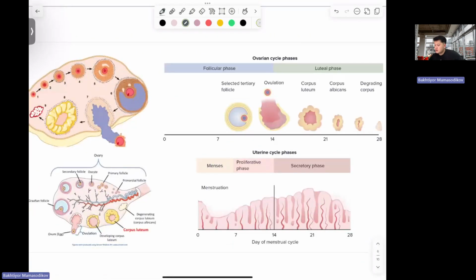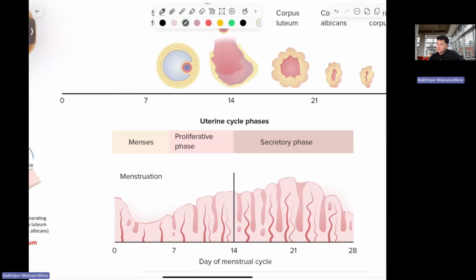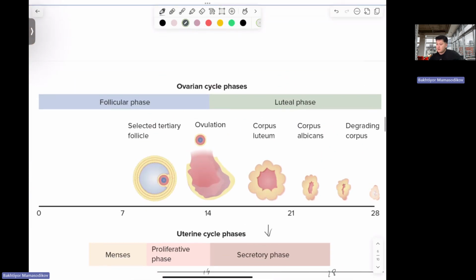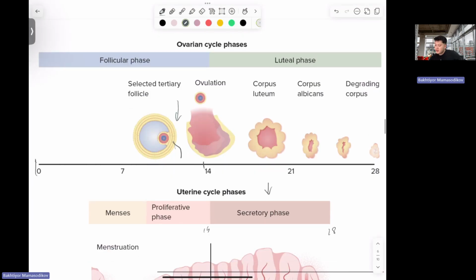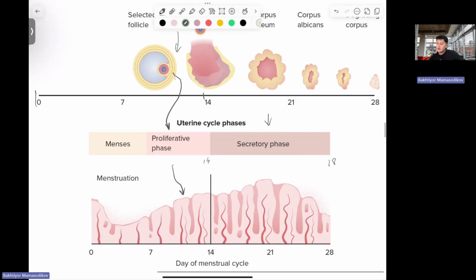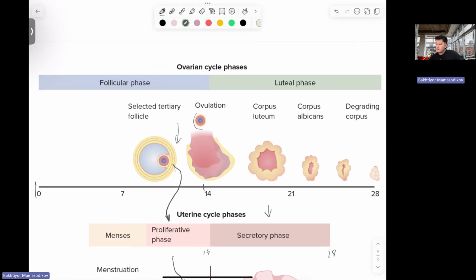Okay, this is also the diagram. Menses are the first 5 days, then the proliferative phase until day 14, and then the secretory phase starts until day 28. This is the changes in the uterine cycle. Changes in the ovarian cycle, as you can see, from day 1 until day 13, there will be follicle development. This is the developing oocyte, the follicle. They secrete estrogen. Estrogen is important for the proliferative phase to build a new lining of the endometrium. On day 14, the ovulation happens.